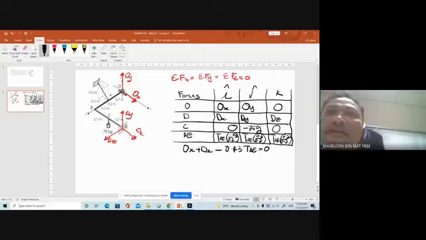Secondly, you have OY plus DY plus 75g plus TAE times 0.6 over 0.7, which is 0.86. So 0.86 TAE equals 0. This is equation 1.